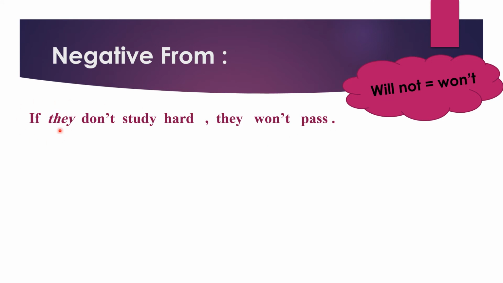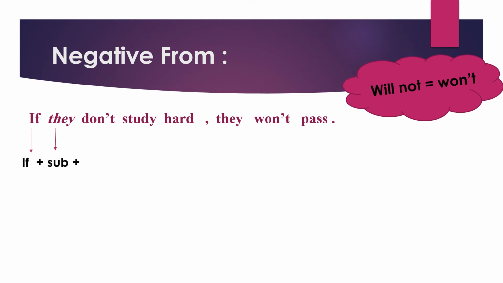So if they is a plural pronoun, so, Miss, we use don't to negate the if clause plus infinitive verb. We always know that after verbs to do comes the infinitive verb. So this is the if clause. If they don't study hard, they won't. Won't means will not. So here we negated the future tense by adding not with will, and of course the infinitive verb. So they won't pass.